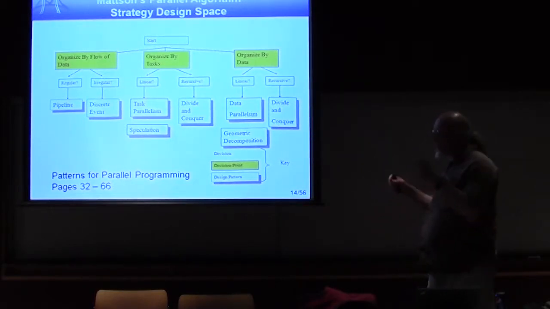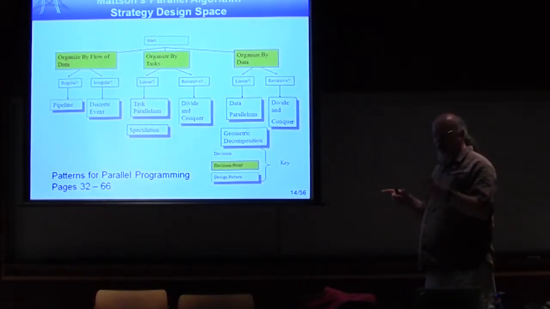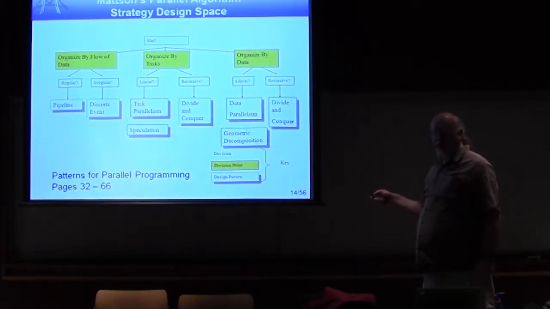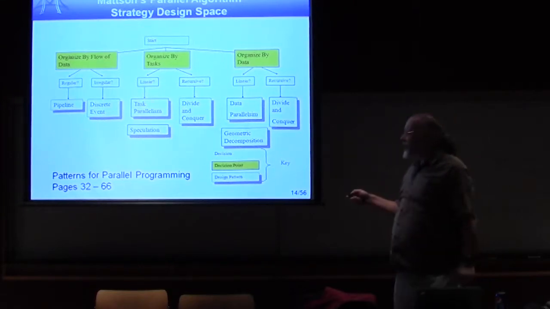If it's about the data sitting more statically organized, say large matrices, 2D, 3D, 4-dimensional matrices, then if it's linear, that naturally lends itself to data parallelism, or a pattern you'll learn later called geometric decomposition. If it's recursive, you might use divide and conquer. Similarly, if it's all in the tasks, you might use divide and conquer. Or if it's more linear in structure, and I'll show you what I mean by that, you might use task parallelism or speculation.